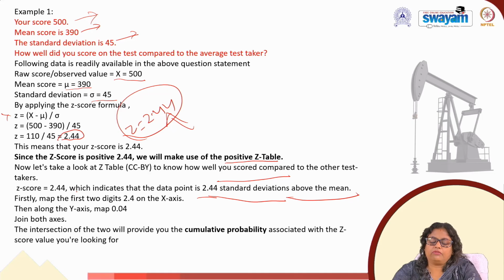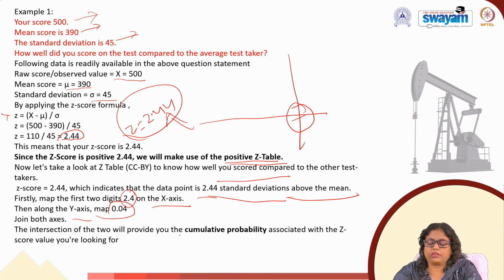Firstly, we are going to map the first two digits, 2.4, along the x-axis in the positive Z table, which we can get either from the internet or from any statistics book. Then we go along the y-axis and map 0.04. First go along the x-axis, then along the y-axis, and it will intersect somewhere. That value we take and multiply by 100. That value is the cumulative probability associated with the Z score we are looking for.